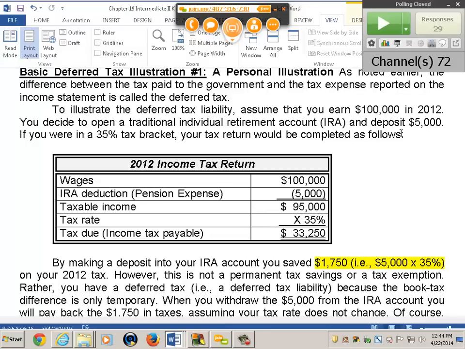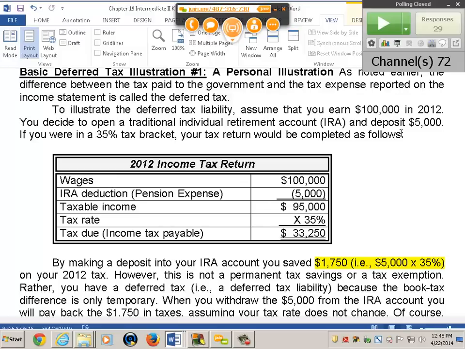So when we look at this, the correct approach is first, get the tax provision. Second, get the deferred tax. And third, you really build the tax provision by the sum of these two. So in this case, my taxable income is $95.